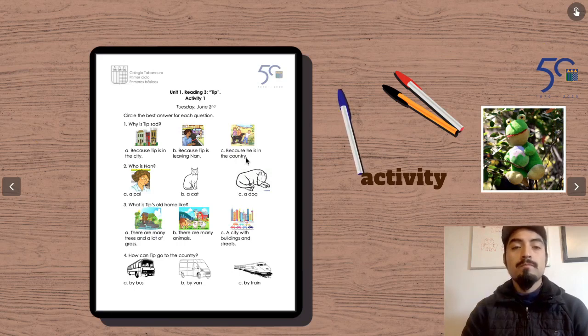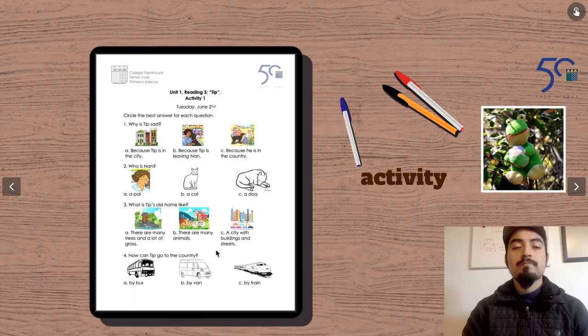Question number 2. Who is Nan? A. A pal. B. A cat. C. A dog. Question number 3. What is Tip's old home like? A. There are many trees and a lot of grass. B. There are many animals. C. A city with buildings and streets.